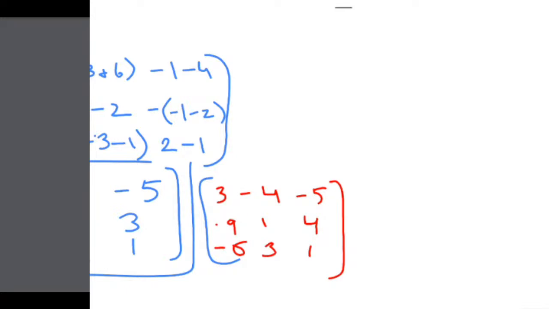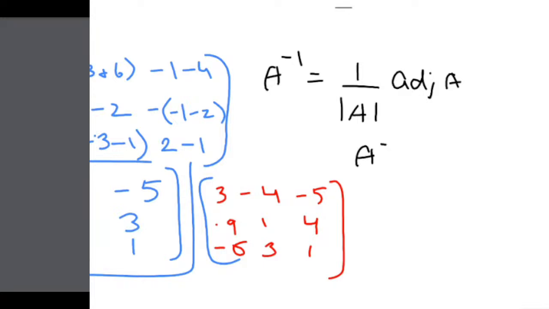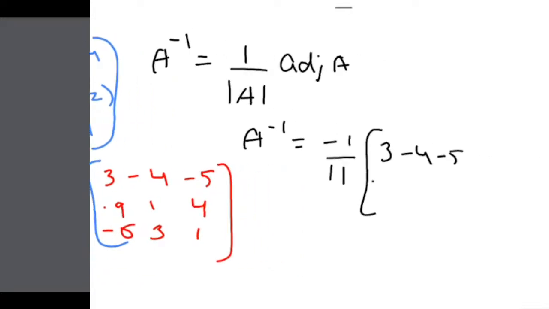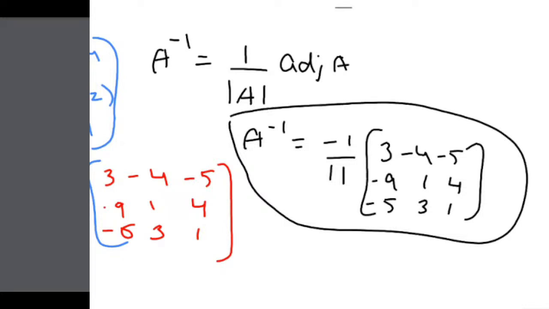So what is A inverse? 1 by determinant of A into adjoint of A, right? So A inverse is equal to minus 1 by 11 into 3 minus 4 minus 5, minus 9, 1, 4, minus 5 again, 3 and then 1. So this is the required A inverse.